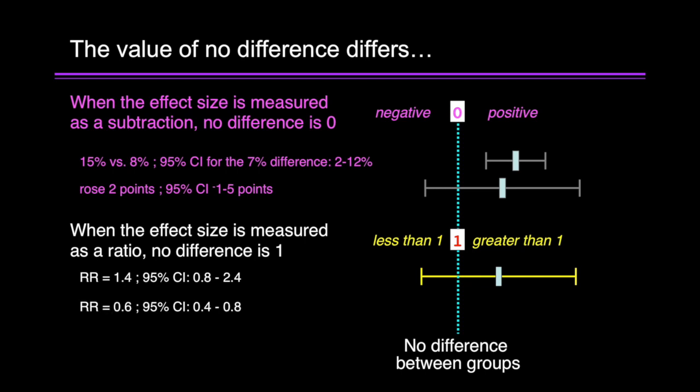How about this? Relative risk of 0.6, 95% CI 0.4 to 0.8. That's all over here. It's all less than 1. It doesn't cross 1. That's a statistically significant finding.